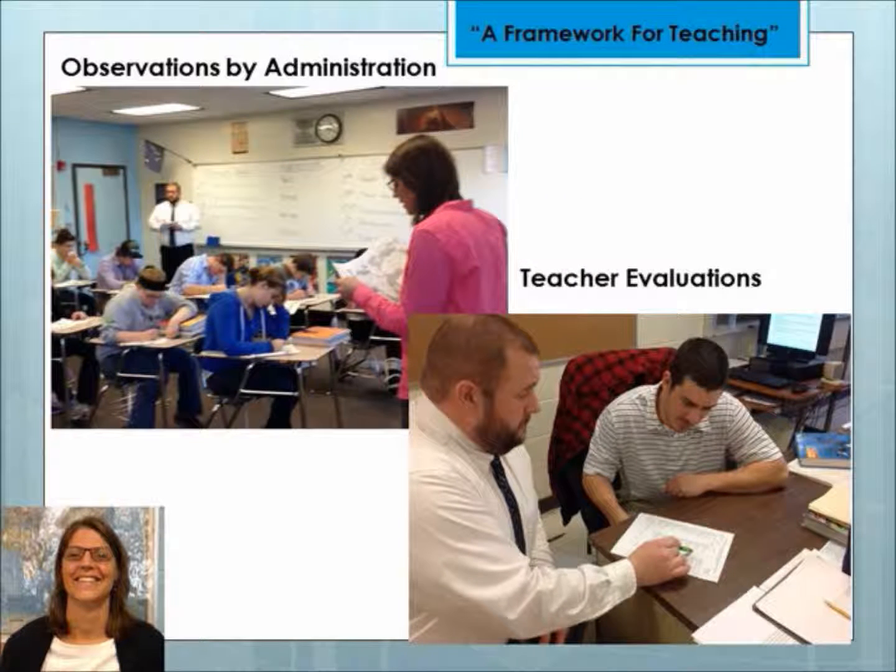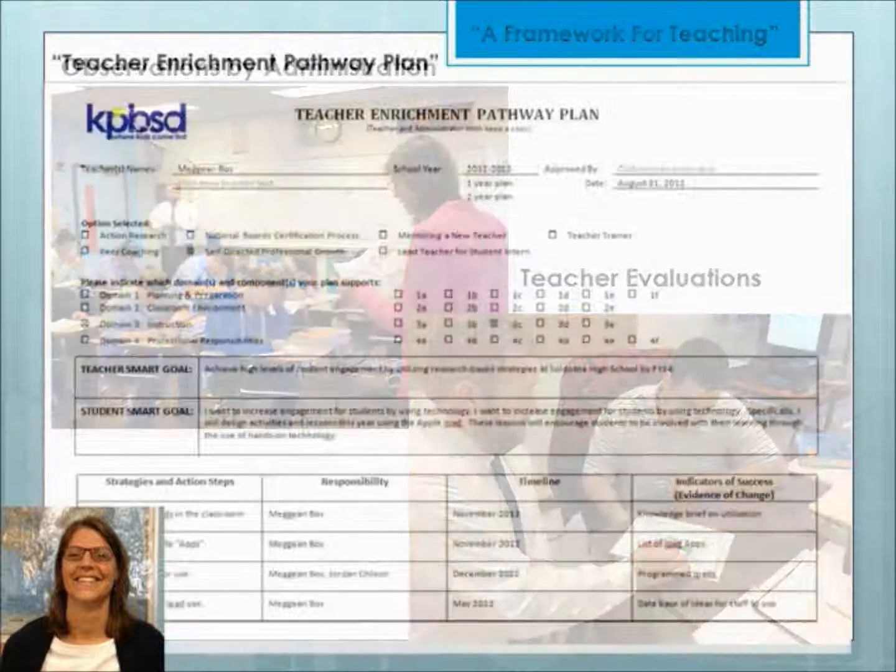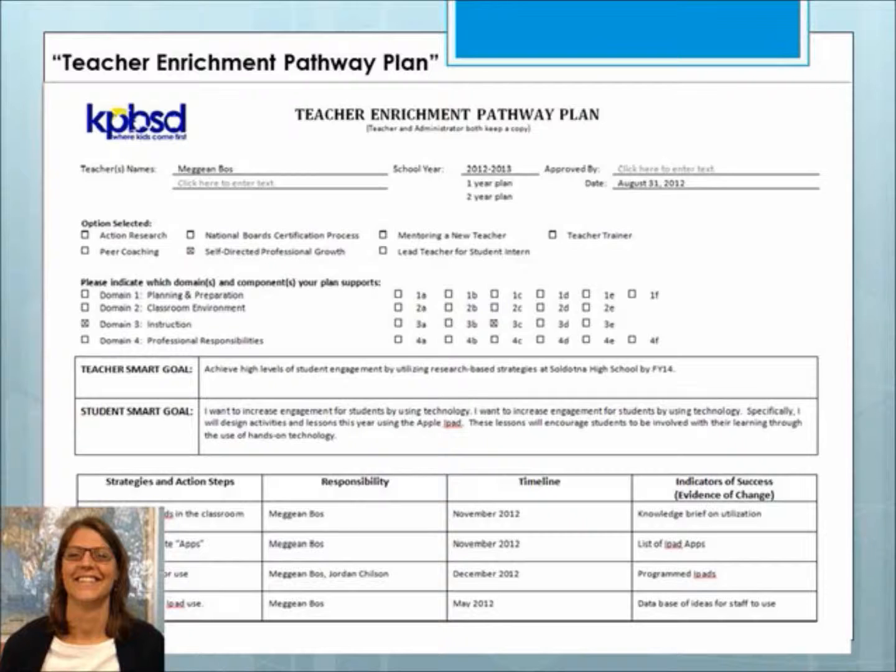Pre- and post-conferences are done to discuss strengths and weaknesses and provide teachers with strategies to build on in the classroom. This is an example of a teacher enrichment pathway plan. Tenured teachers use these to focus on an aspect of their teaching that they want to strengthen.